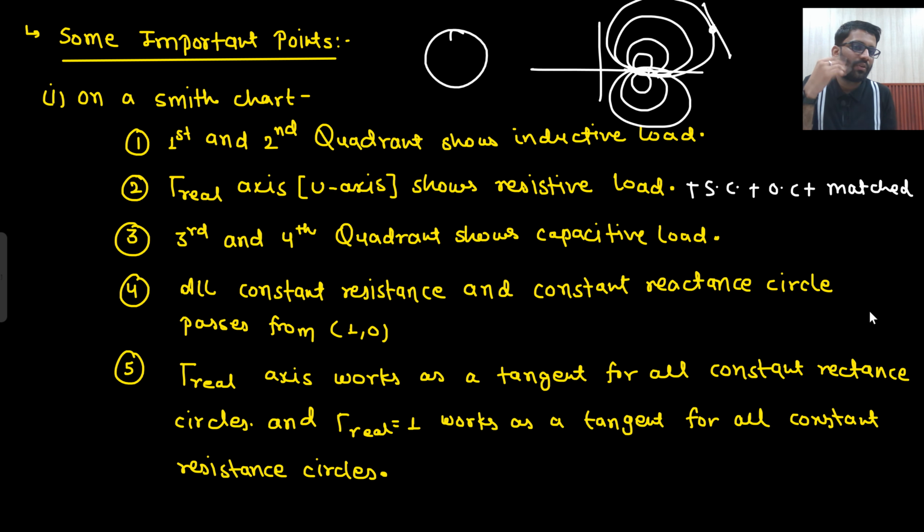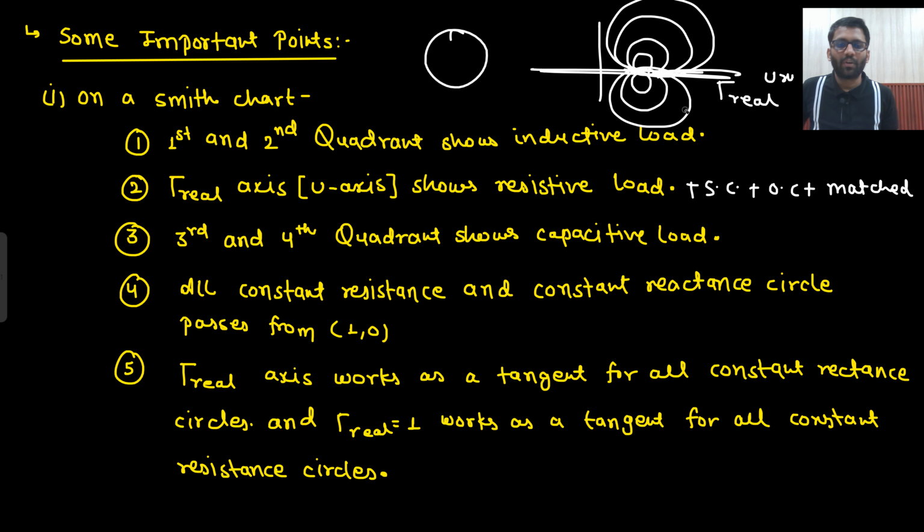So what is this tangent? This tangent is the gamma real axis, or you can say U axis. So the gamma real axis works as a tangent for all constant reactance circles. Are you getting this point? The gamma real axis works as a tangent to all the constant reactance circles, whether it is for x greater than 1 or less than 1, x greater than 0 or x less than 0. So that is the tangent.